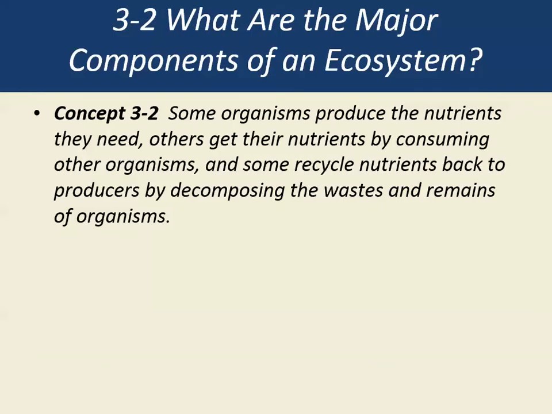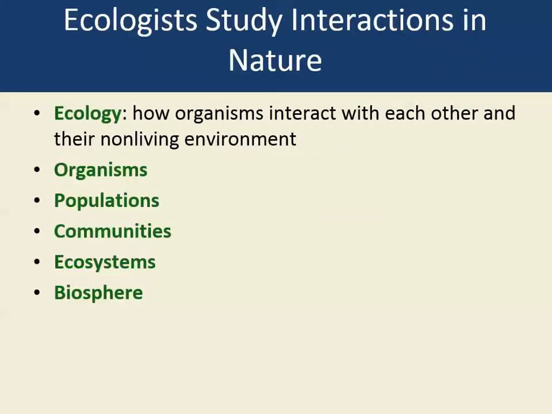All right, components of an ecosystem. Some organisms produce the nutrients they need. Those are producers, where we're talking about photosynthesis and chemosynthesis. Others get their nutrients by consuming other organisms. Consumers would be herbivores, carnivores, and omnivores. Some recycle nutrients back to producers because they decompose. So there are a number of different roles that organisms play inside of an ecosystem.